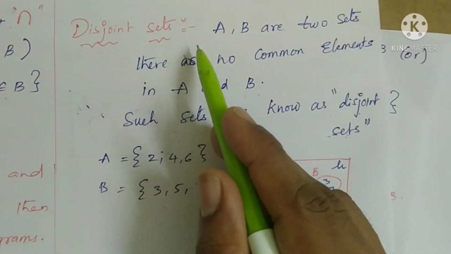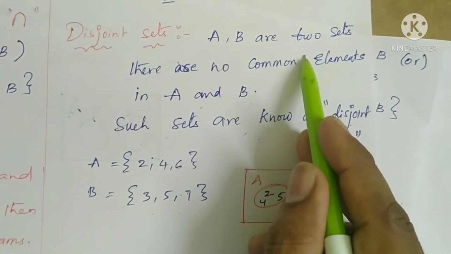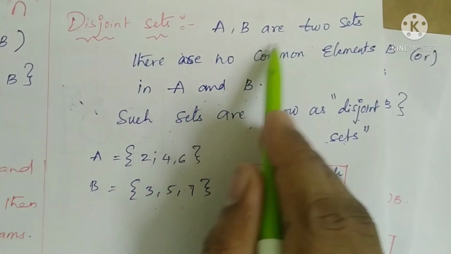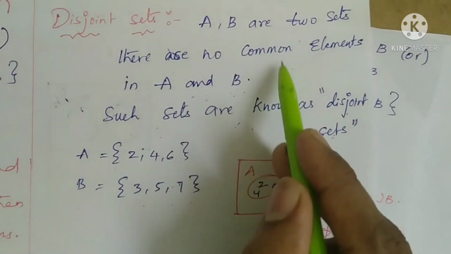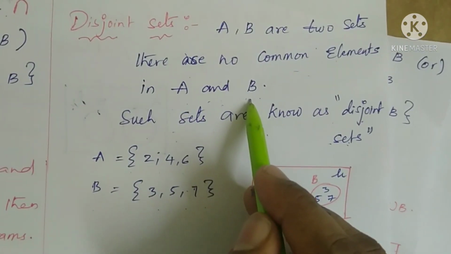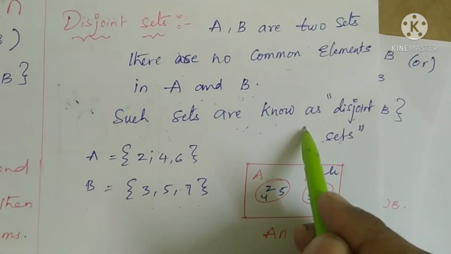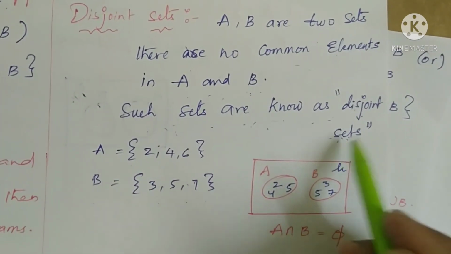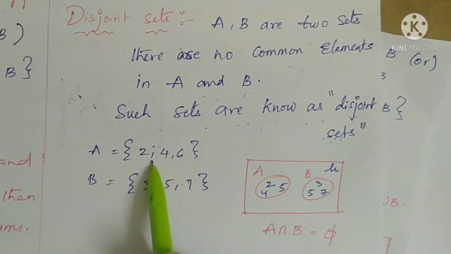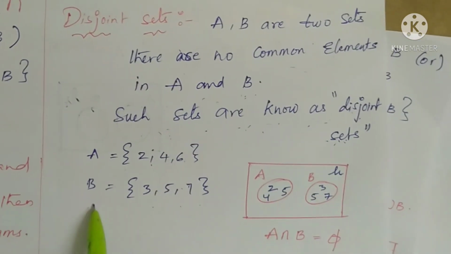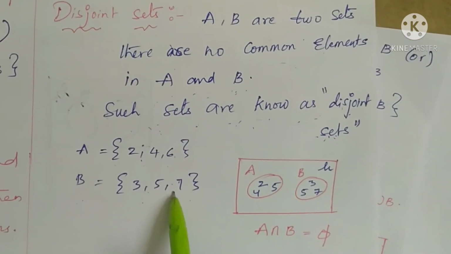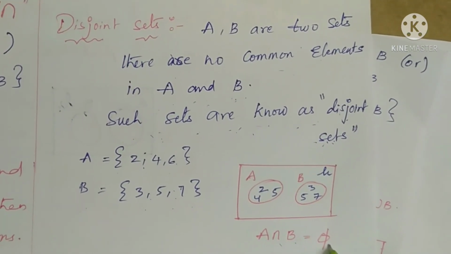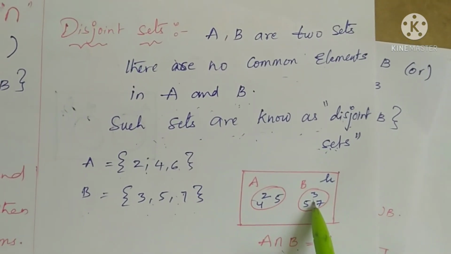Next one, disjoint sets. A, B are two sets. If there are no common elements in A and B, such sets are known as disjoint sets. Here, for example, A is equal to {2, 4, 6} and B is equal to {3, 5, 7}. So A intersection B is equal to phi. Why? Because A, B are disjoint sets.